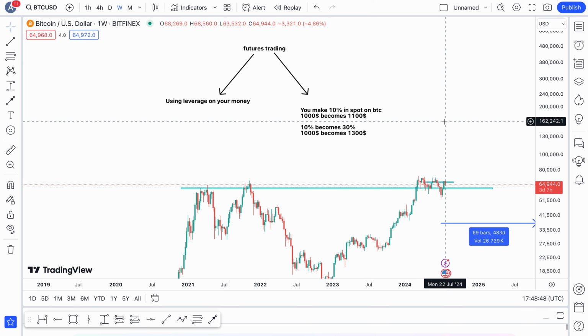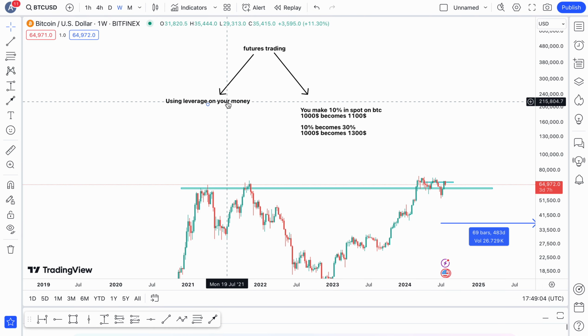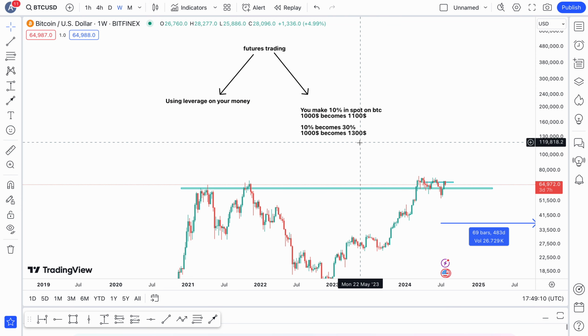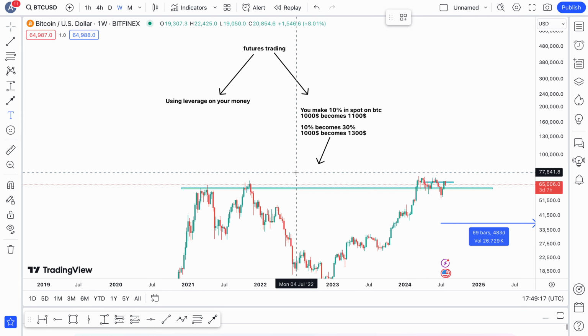This is the most simplistic way to explain what futures trading is without getting way into depth about it. If you're really gonna go more into depth about it, feel free to use Google, feel free to use YouTube. It's completely free. Make sure to check it out. You use leverage on your money, which can result in making more money. Now, a lot of mostly newcomers think that this is great, but it's actually very dangerous.